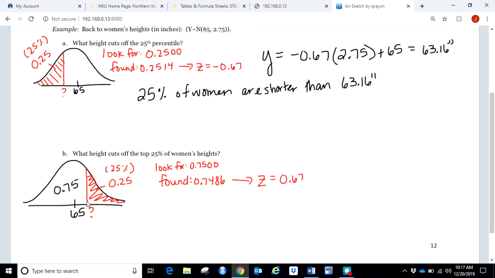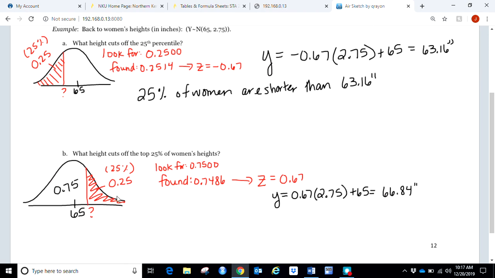Now actually doing the equation, this time again our z is just positive 0.67, but the standard deviation is still 2.75 and the mean is still 65. This time instead of getting below the mean, we're going to get above the mean, and we get 66.84 inches.